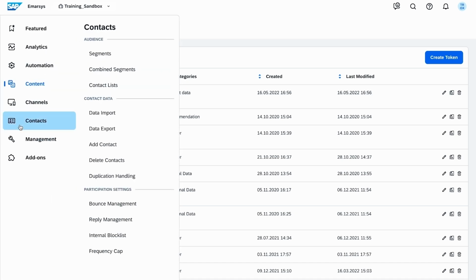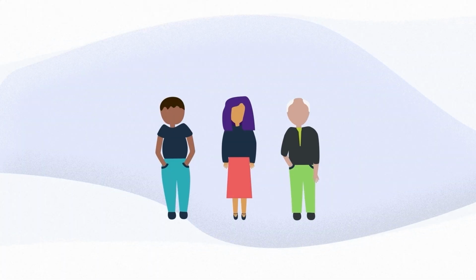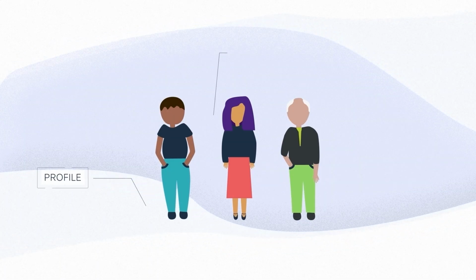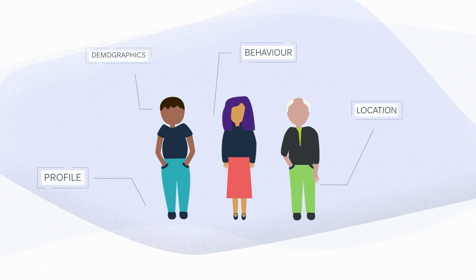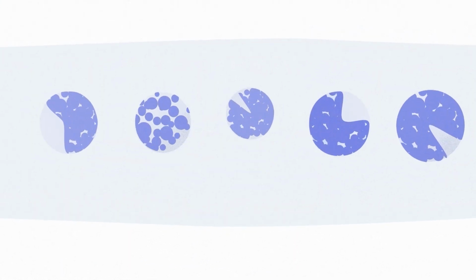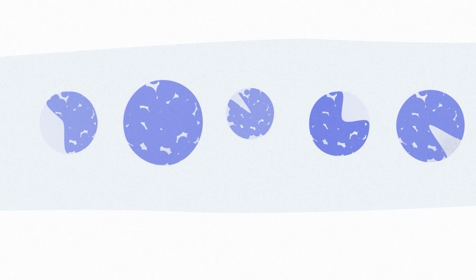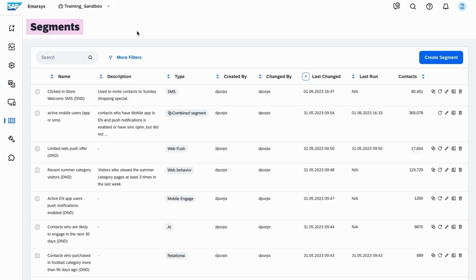Now let's jump to our next topic, segmentation. Segments are a great way for you to identify and define your target audience based on their profile, behavior, location, and so on. Segments are dynamic and will grow or shrink in size depending on the number of contacts who match the criteria. They are executed and calculated when they are used in a program or campaign.